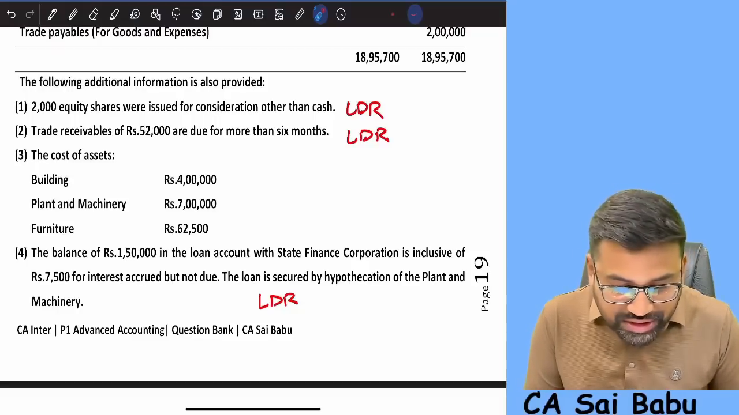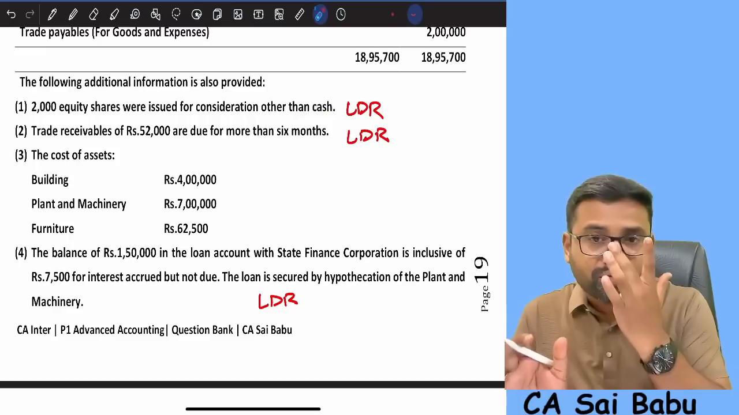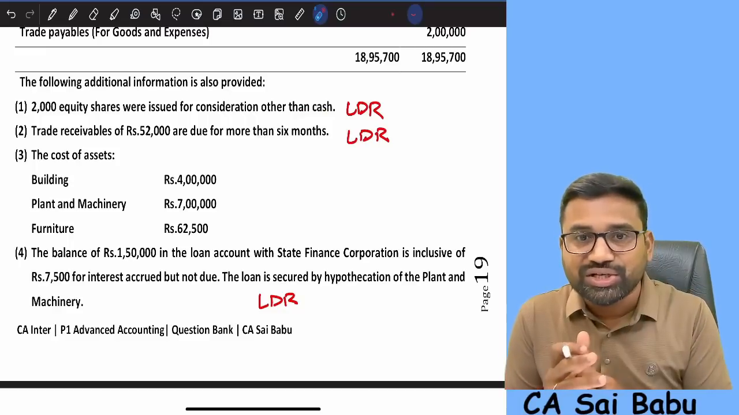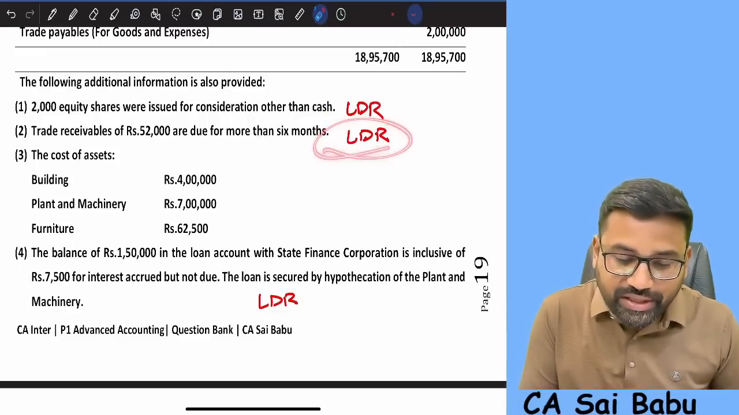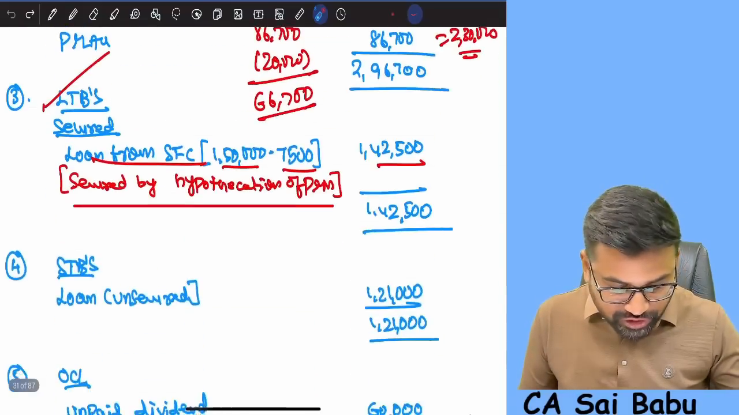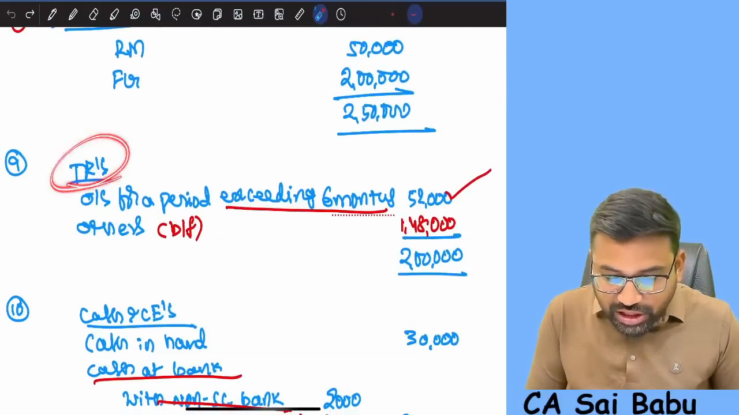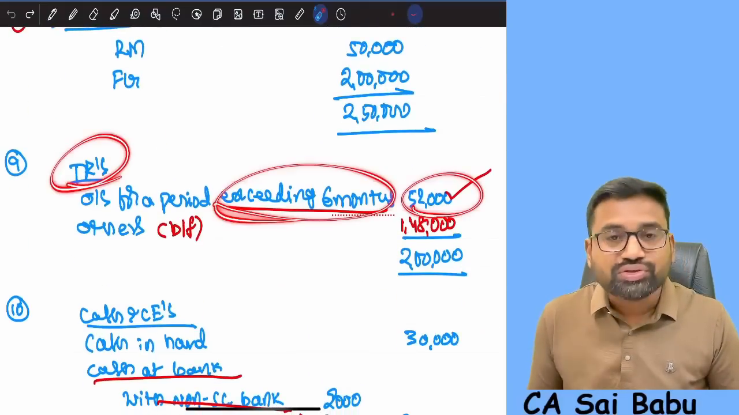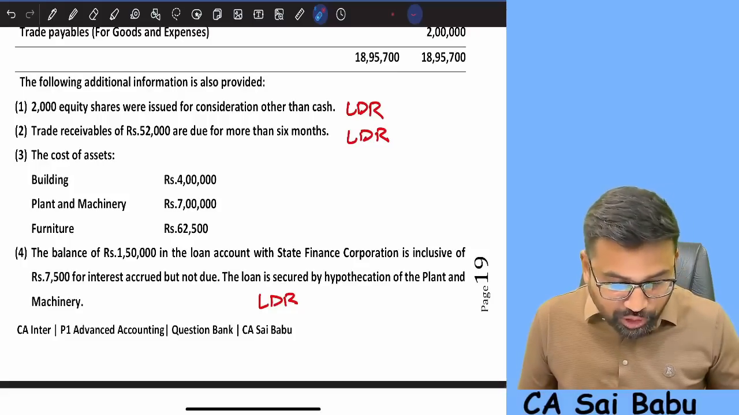And also in this question, trade receivables of 52,000 are due for more than 6 months. According to Schedule 3, we need to prepare a debtors aging schedule. When debtors are outstanding for a period of more than 6 months, we need to show them separately. So when you are presenting debtors, see this: trade receivables outstanding for a period exceeding 6 months, show separately in the notes to accounts. Other debtors show separately. That is one important adjustment.